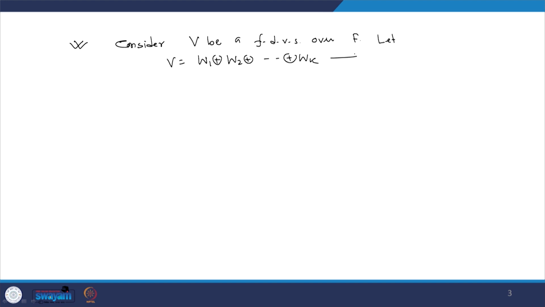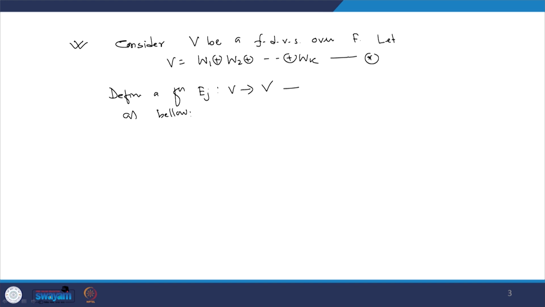Is it possible to introduce projection operators of the vector space V, where the range spaces of the different projection operators will be W1, W2, Wk, etc.? So, let us see whether, using this direct sum decomposition of the space V, I can obtain a linear operator. Okay. So, let me define a function Ej from V to V as below.